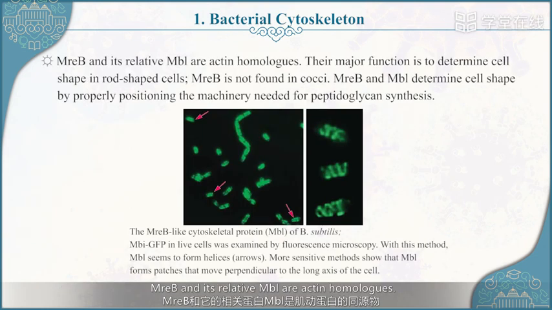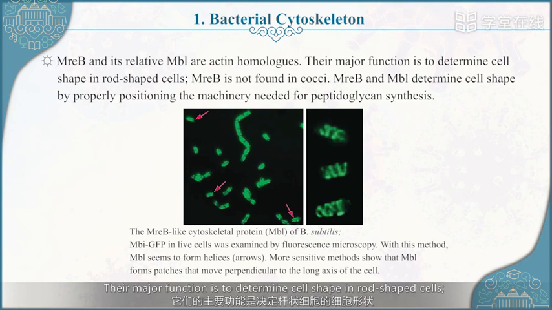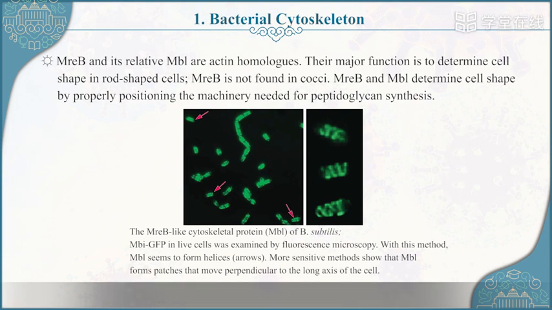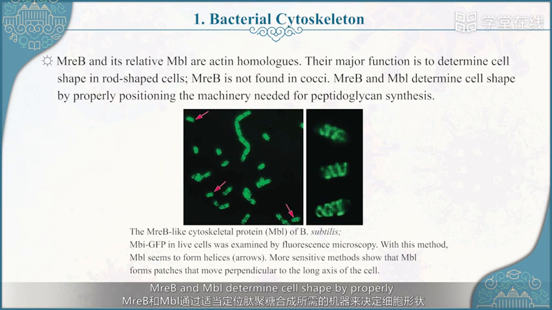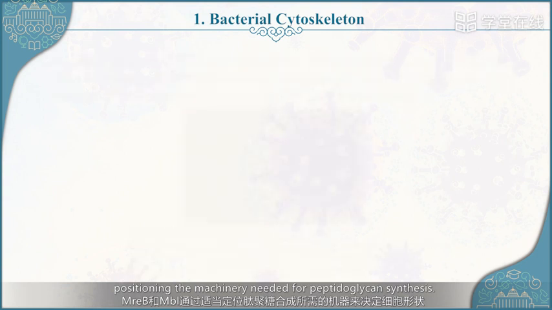MreB and its relative Mbl are actin homologs. Their major function is to determine cell shape in rod-shaped cells. MreB is not found in cocci. MreB and Mbl determine cell shape by properly positioning the machinery needed for peptidoglycan synthesis.